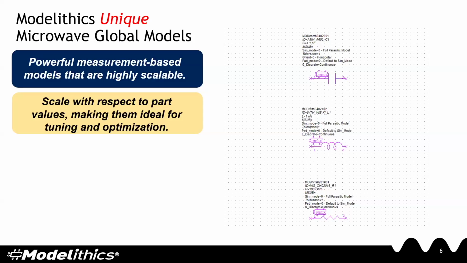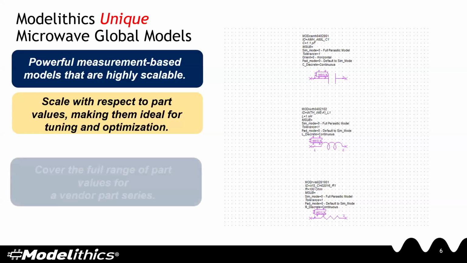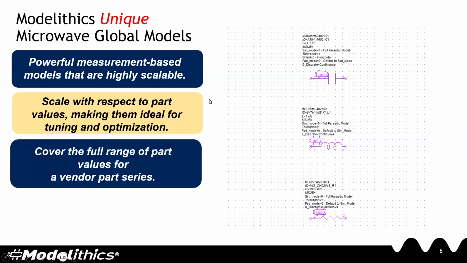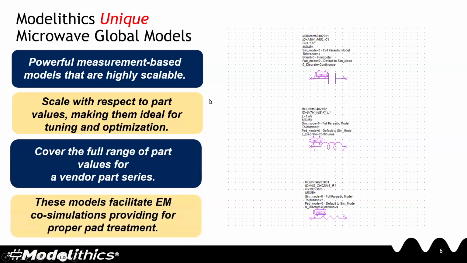So let's talk about part values. A single microwave global model typically covers the full range of part values for the part series that it represents. And because of that, that makes these models well suited for tuning and optimization. In addition, these models are also well suited for EM circuit co-simulations.